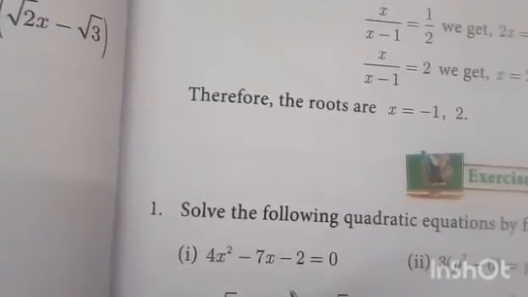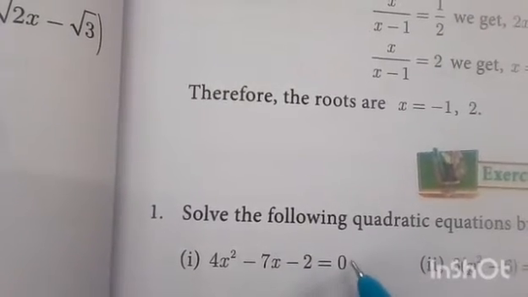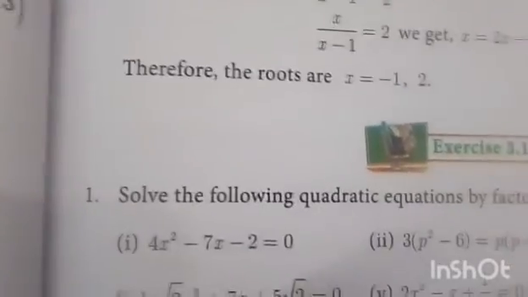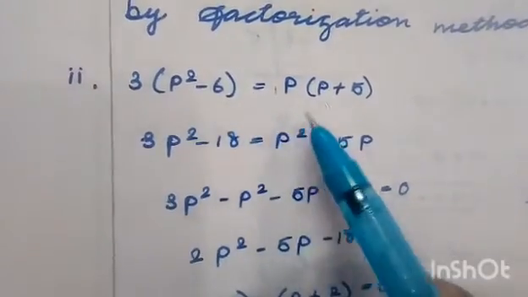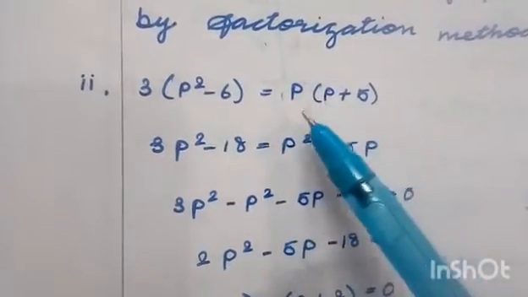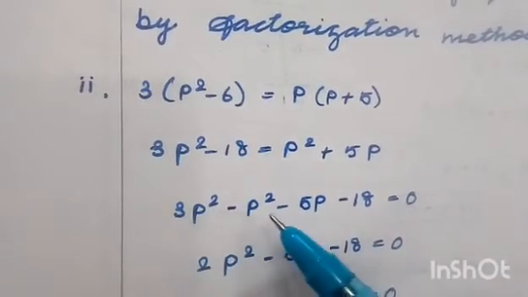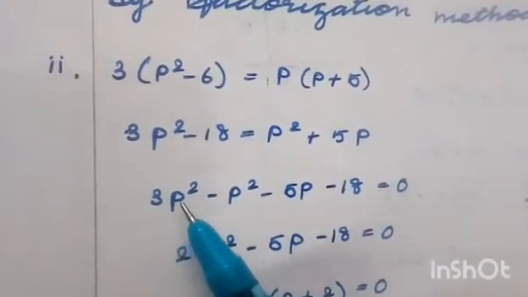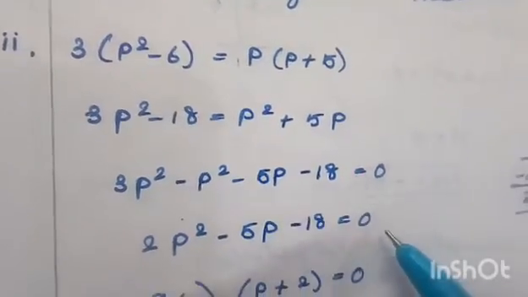Students, this first question is in a normal quadratic form, so you have to use the factor method to solve this problem. Now I am going to teach the second problem. Second problem, 3 into p square minus 6 equal to p into p plus 5. So taking this 3 inside, 3p square minus 18 is equal to p square plus 5p. Now arrange on one side, that is 3p square minus p square minus 5p minus 18 equal to 0. So 3p square minus p square equals 2p square minus 5p minus 18 equal to 0.